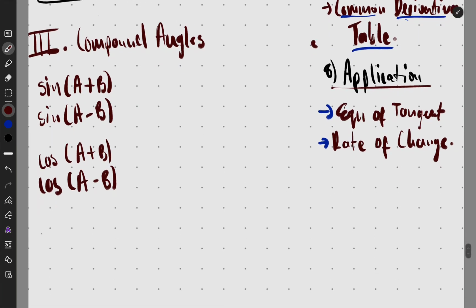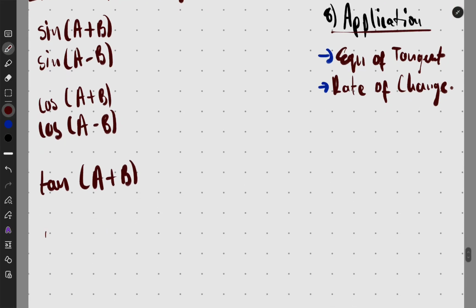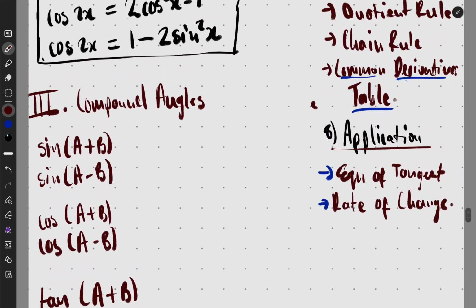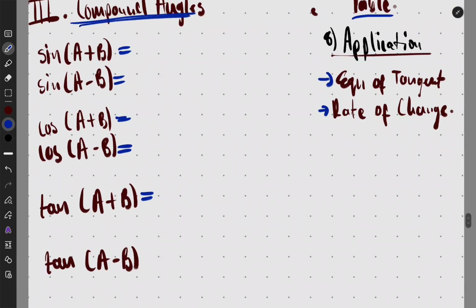You should know how to expand tan of two things adding, and tan of two things subtracting as well. These ones must be known by heart. Really? Yes, you must. What are they? What is sine of a plus b and sine of... Okay, so you should remember something about them that will help you remember. We always start with the cos one. It's very easy. What is cos of a plus b?